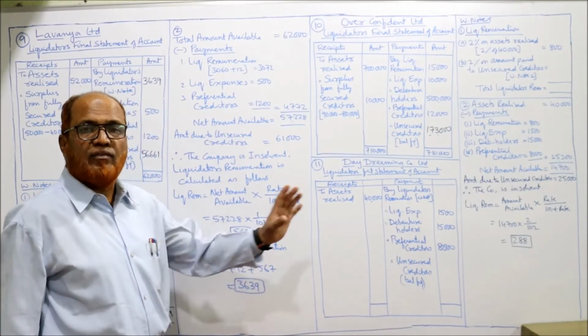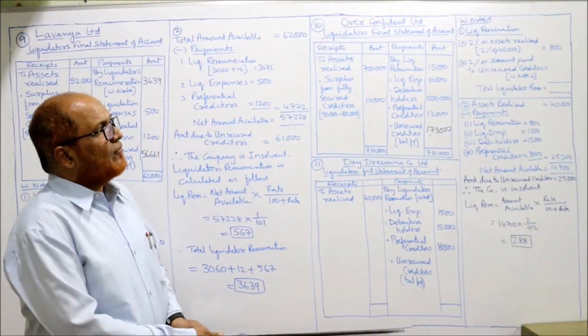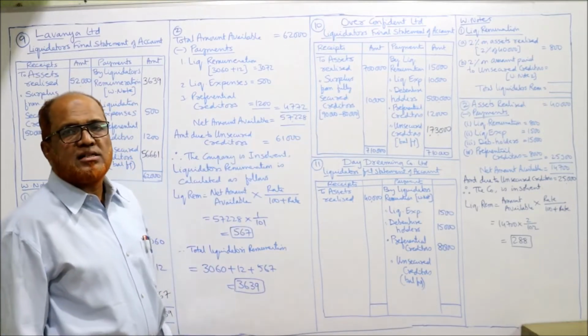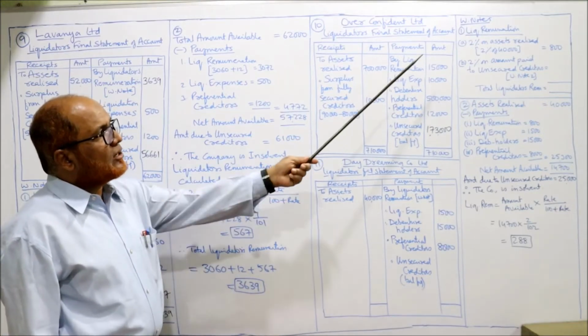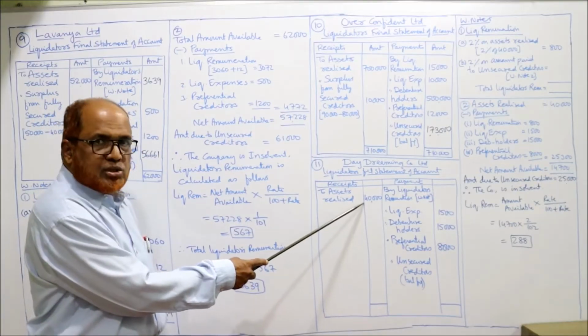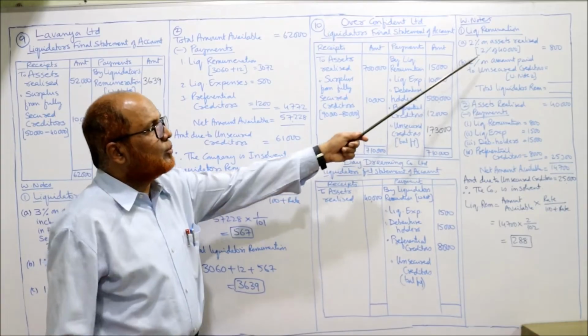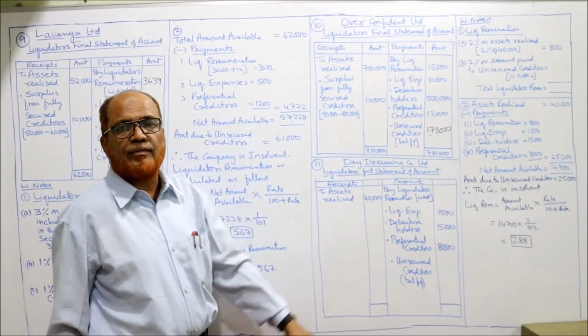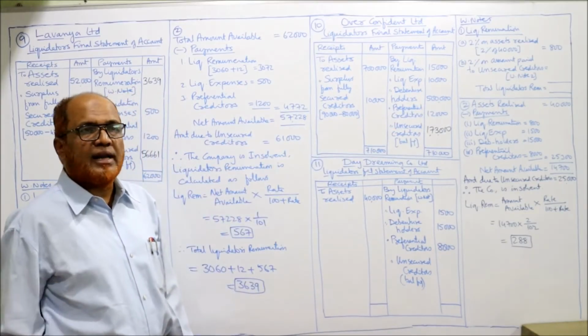We will see in working notes. First working note, liquidator's remuneration: 2% on assets realized. It is given in the problem. Assets realized are 40,000. So 40,000 into 2%, you will get 800 rupees, 800 rupees on assets realized.